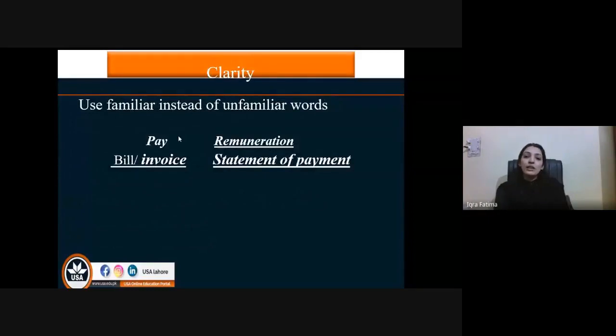Let's suppose familiar word, pay or remuneration. Which word is more familiar for you? Remuneration or pay? Pay. Yes. So you will not use such kind of difficult word which you think most of your audience will not understand. You will use the word pay or bill or invoice or statement of payment. So at this time you are selecting one word, bill or invoice, which is more familiar for your audience, and you are avoiding writing a number of words which can also be unfamiliar for your audience.